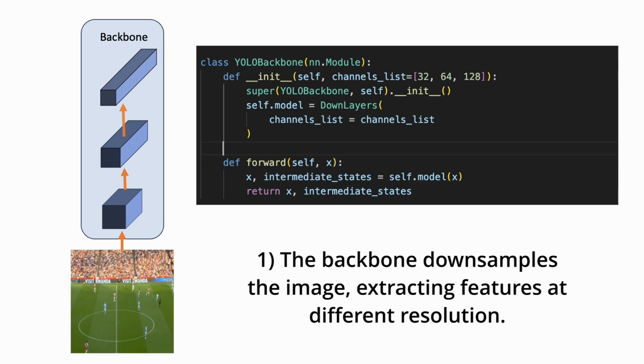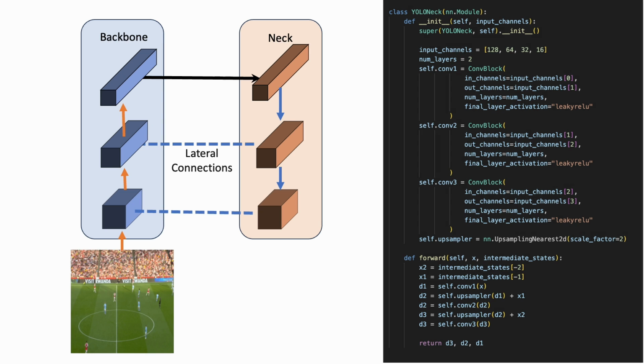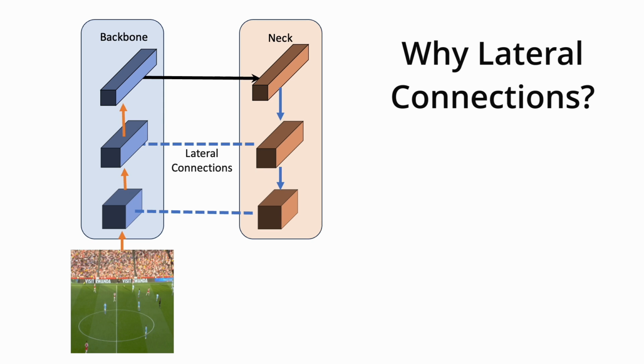Basically, as the image passes through the backbone, it gets downsampled. Then the neck upsamples the image back, and while upsampling, we also get lateral connections between the same layers from the backbone itself. In the literature, these downsampled images are also called the bottom-up pathway, and these upsampling layers are called the top-down pathway. You might wonder, what exactly do these lateral connections even achieve?